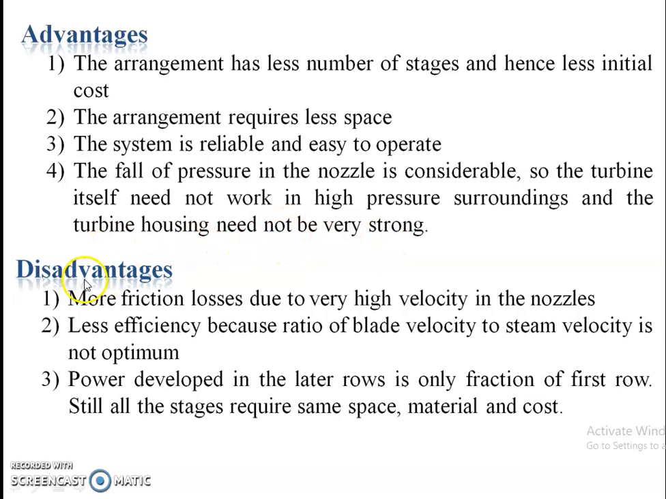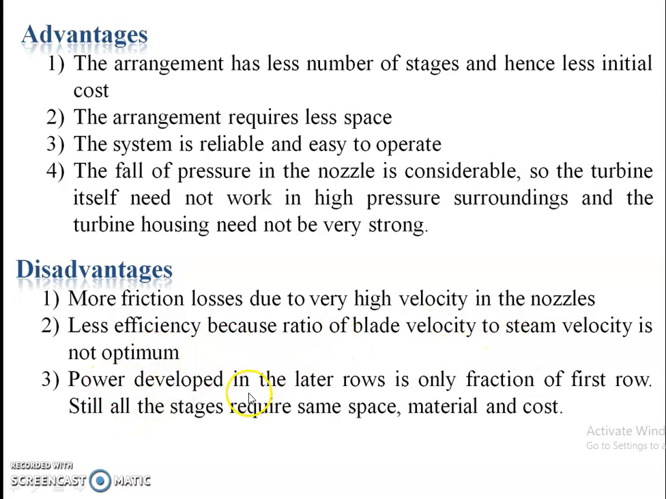Among the disadvantages of the velocity compounding turbine, there are more friction losses due to the very high velocity in the nozzle. It also has less efficiency because the ratio of blade velocity to steam velocity is not at the optimum condition.